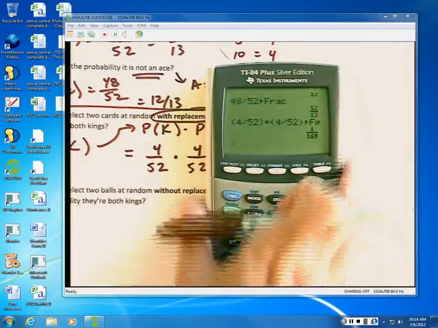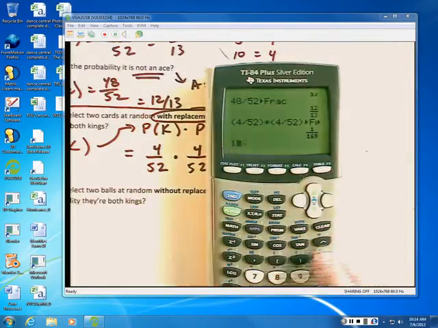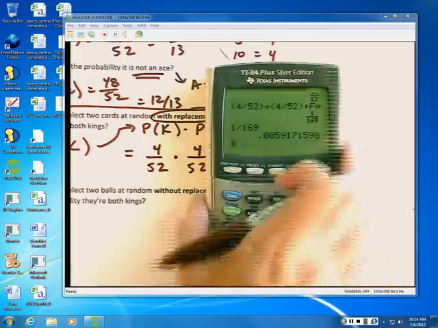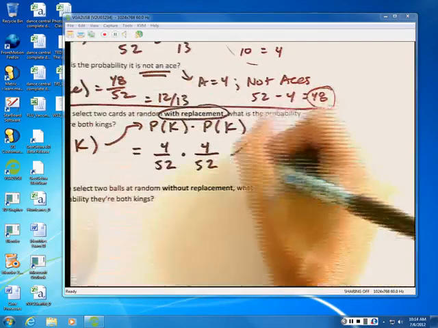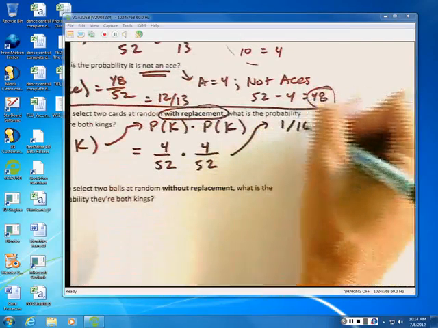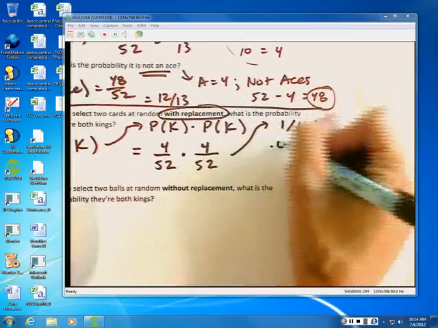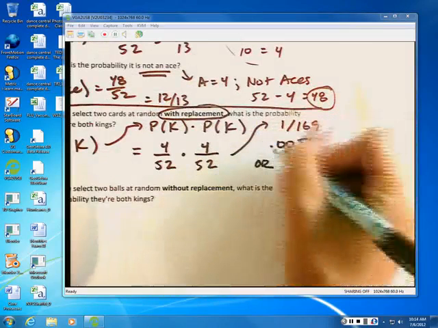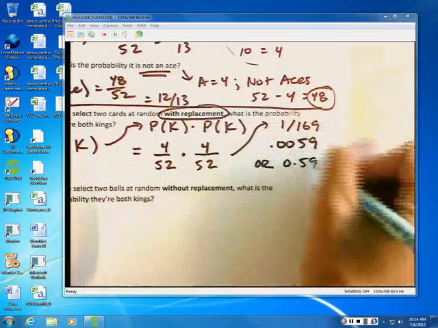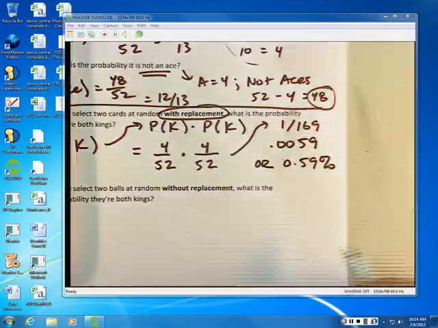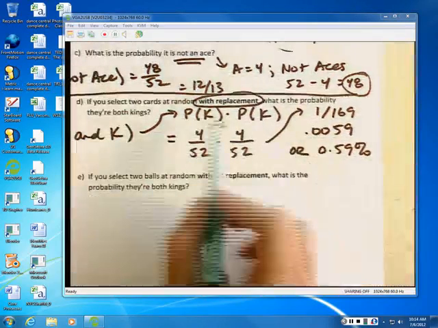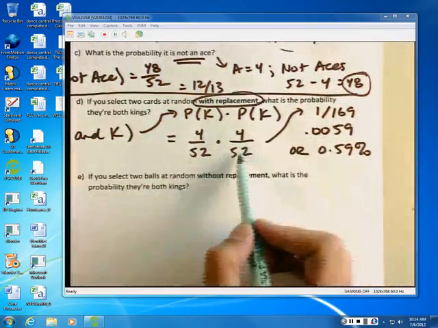And again, let's do 1 over 169. You can also use the decimal form or the percentage form. I'll put all those up here. So my answer would be 1 out of 169, or 0.0059, or move that over twice, 0.59%. Okay, a really, really low percentage. So that was with replacement. We put the second card back, so there were still 52 cards.